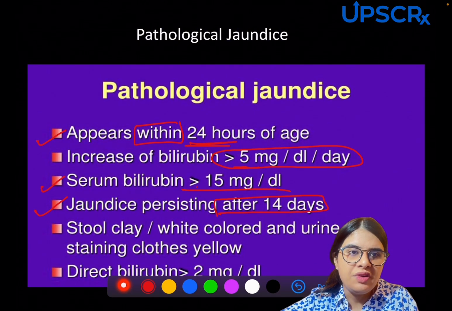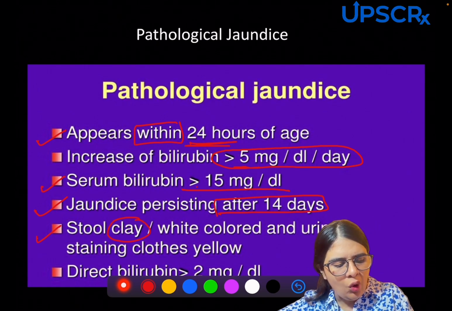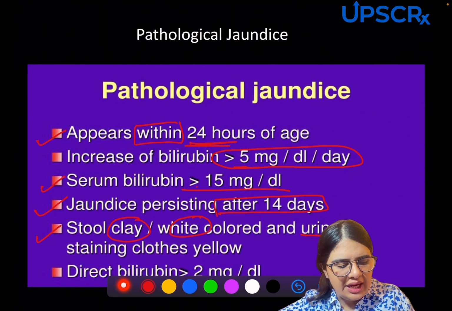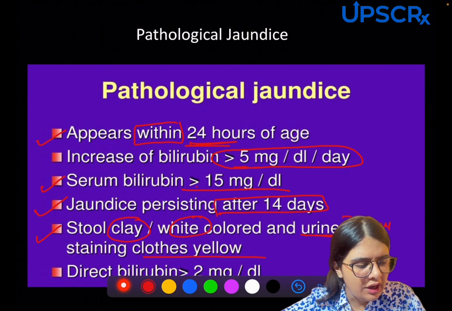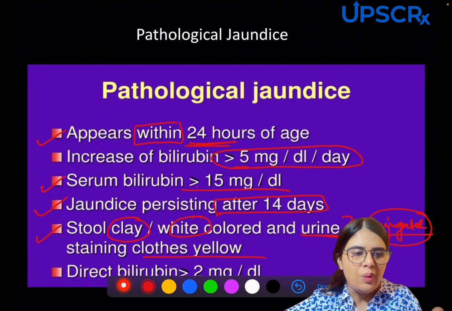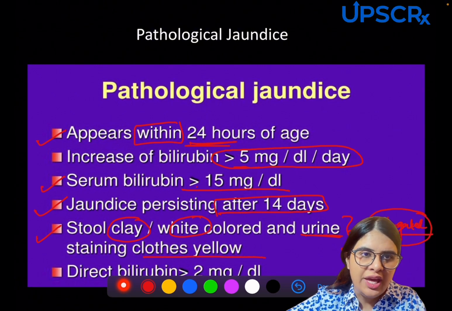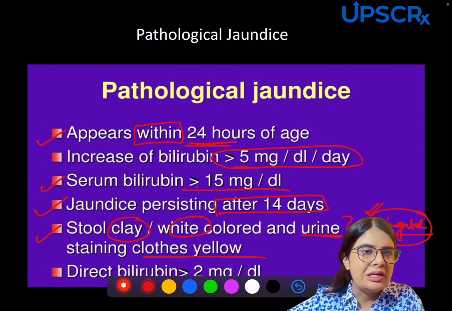Here it can be more than 15 milligram per deciliter. Stool is clay colored or white colored, and urine is staining the clothes yellow. That indicates it is conjugated hyperbilirubinemia. And anytime there is a conjugated hyperbilirubinemia, it will always be pathological, whether it is appearing after 24 hours of age or anything else does not matter. If it is conjugated hyperbilirubinemia, it is pathological.